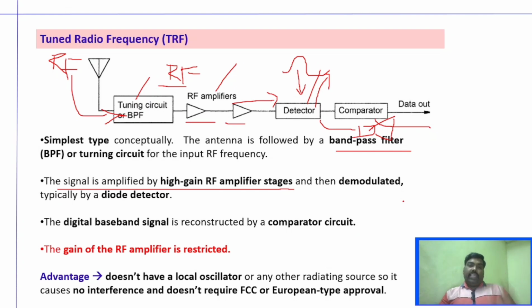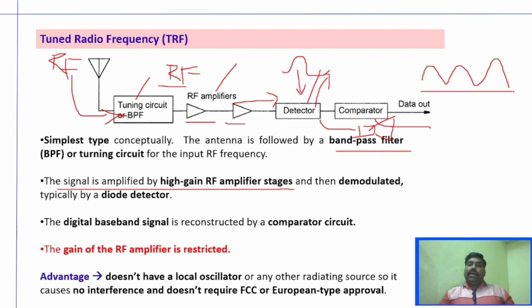And a very important thing here is that we are using RF amplifiers. We know that RF amplifiers have high voltage gain, so the gain of the RF amplifiers has to be limited here. There is a restriction on the gain of the amplifier, because if the gain is more, it will create oscillations.